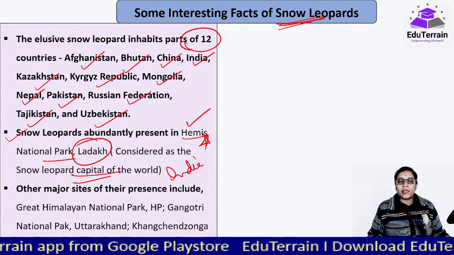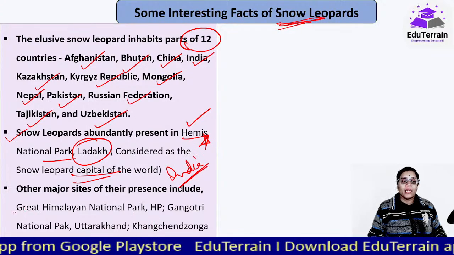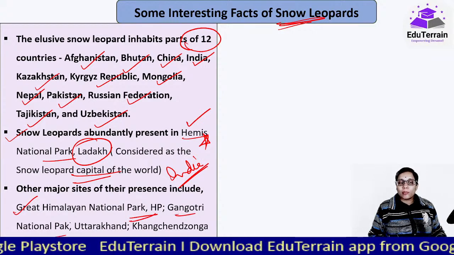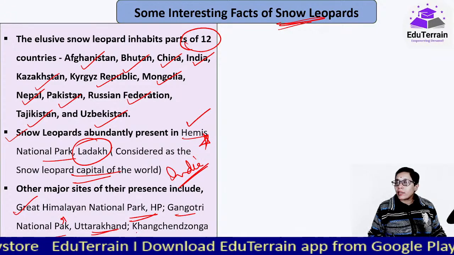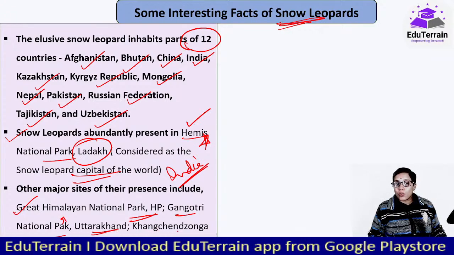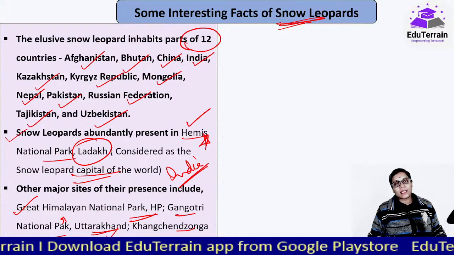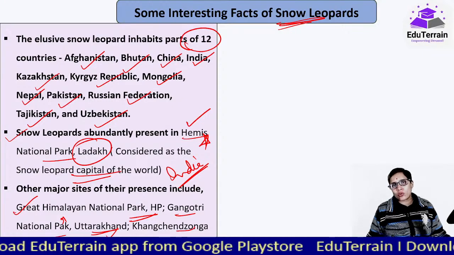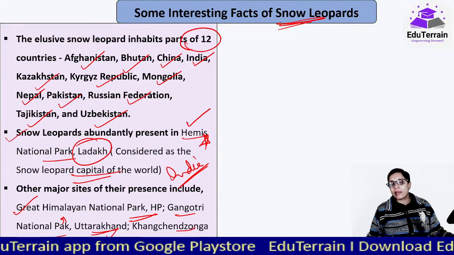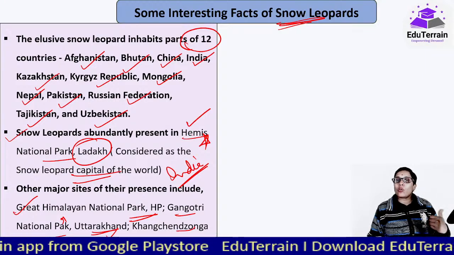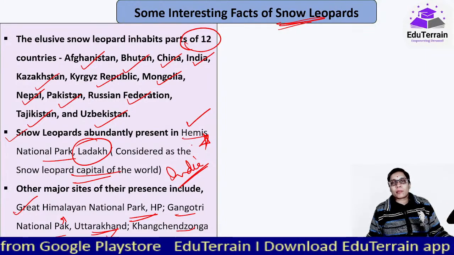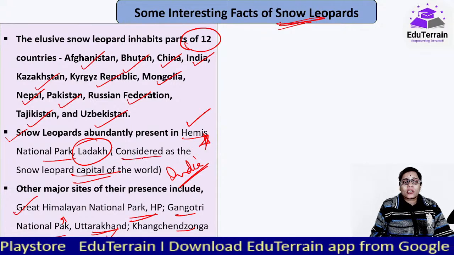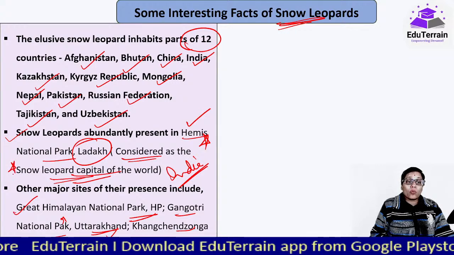Okay, other major sites of snow leopard presence in India. This is all about India we are talking. That includes Great Himalayan National Park, which is in Himachal Pradesh, Gangotri National Park, which is in Uttarakhand, and Kangchenjunga, a national park which is in Sikkim. So these are those places where one can find a good number of snow leopards. Otherwise highest is Ladakh, and that too Hemis National Park hosts a good number of snow leopards in India. Okay, it is also called the snow leopard capital of the world.